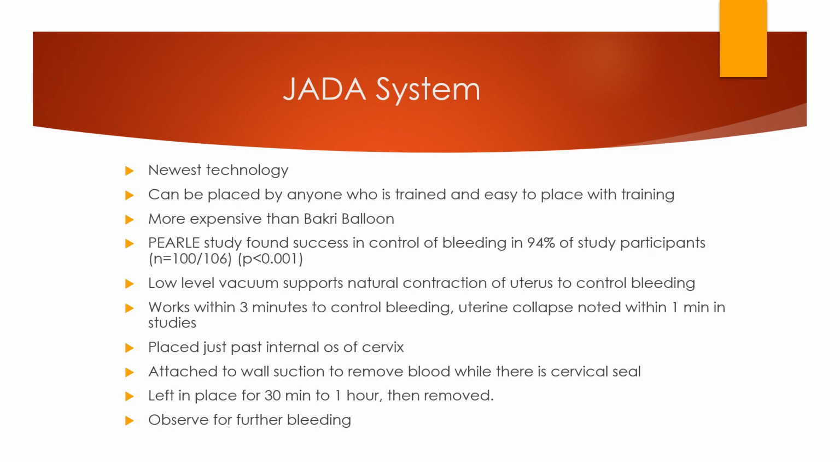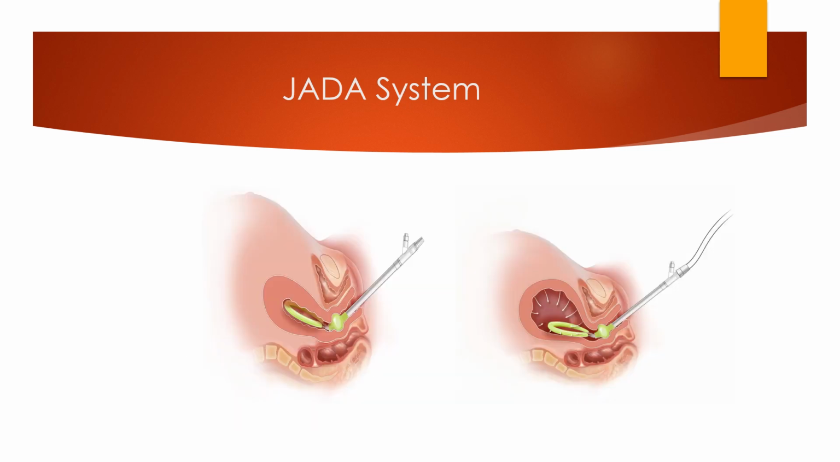Okay, so if the patient does have retained products, though, that needs to be investigated because it may not work, or the patient might start bleeding again. So really, the uterus needs to be empty for this to work. And then you observe for further bleeding. So this is what the device looks like. You place it, and the uterus essentially contracts on it, and that's held in place with wall suction.